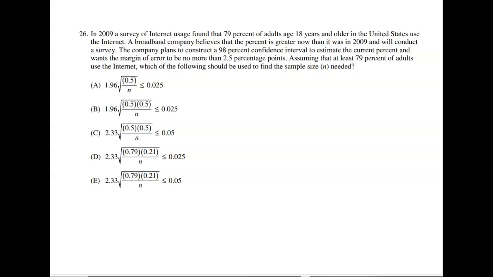All right, picking back up at 26. In 2009, a survey of internet usage found that 79% of adults age 18 years and older in the United States use the internet. A broadband company believes that the percent is greater now than it was in 2009 and will conduct a survey. The company plans to construct a 98% confidence interval to estimate the current percent and wants the margin of error to be no more than 2.5 percentage points.